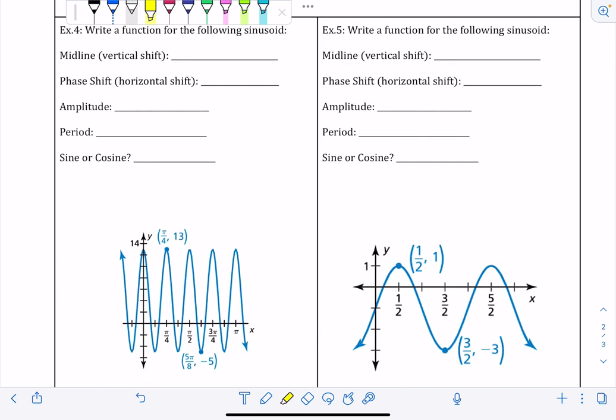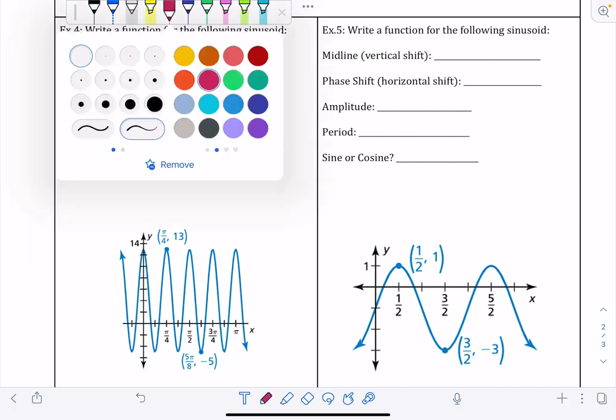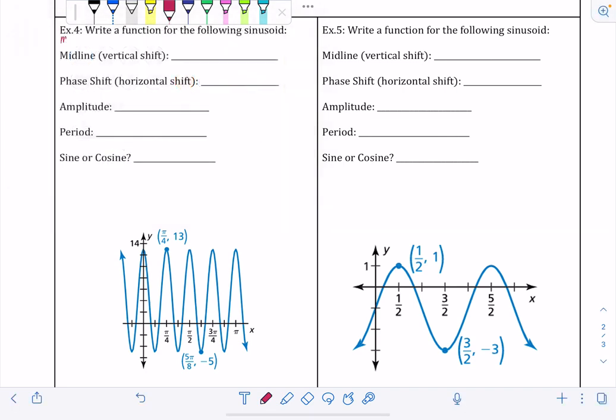So for the midline, the vertical shift, when I look at this graph for example 4, it's kind of hard for me to see the midline. So if it's ever hard for you to see the midline, remember that it's just the max plus the min divided by 2. It's just the average of the two values. So leave yourself a note for midline. You can do max plus min, and then divided by 2. Sorry if that's a little small.